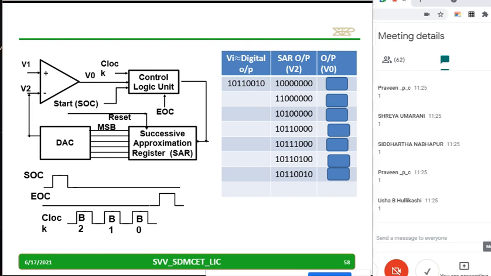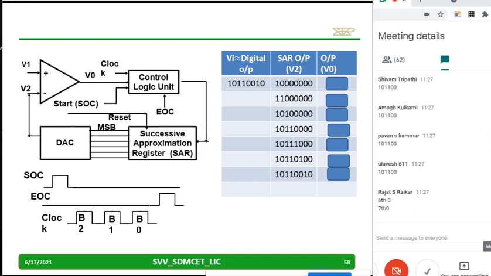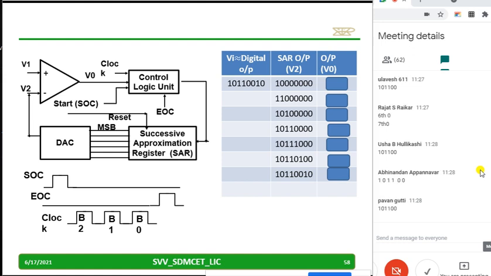Someone can write all zeros and ones, totally 1, 2, 3, 4, 5, 6, 7 bits. Take a minute and do it. I'll wait for your answer. Most of the students are typing almost the same answer, 10110. And some students are typing bit by bit. Rajat, very good. Pavan Gutti and Abhinandan Appannavar. Appu K, 101100. And Aditi, 101110. Okay, most of them are getting the same answer.